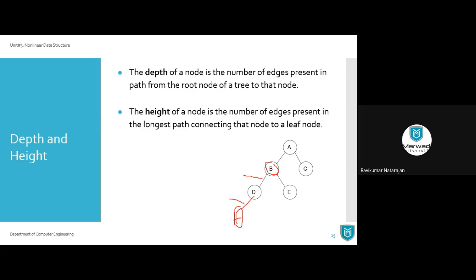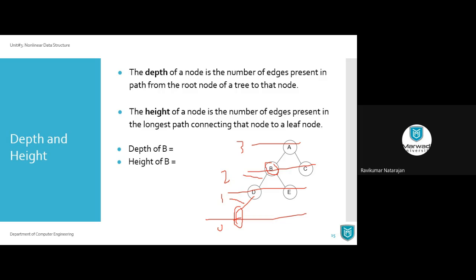Basically, height starts from the bottom. That means 0, like level. We used to write level 0, 1, 2, and this is level 3, right? But for height, we start from the bottom: height is 0, then 1, 2, and then 3. This is how it goes.